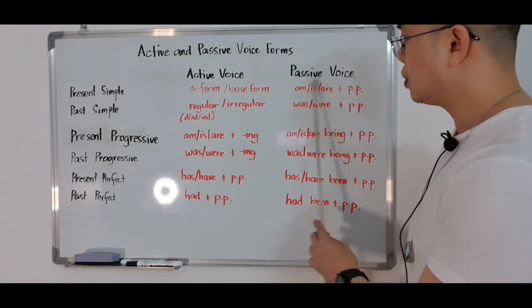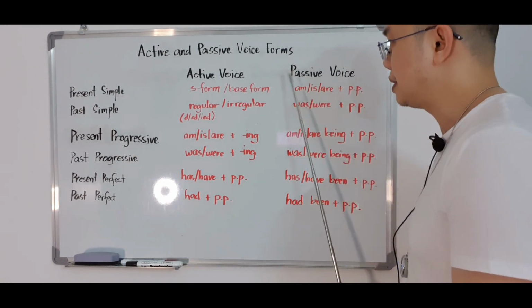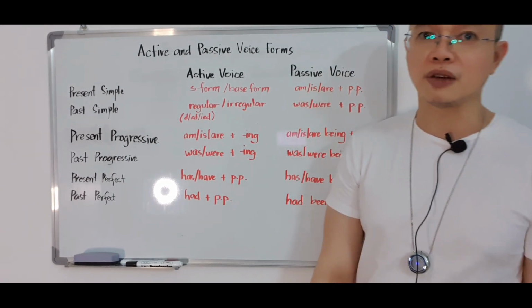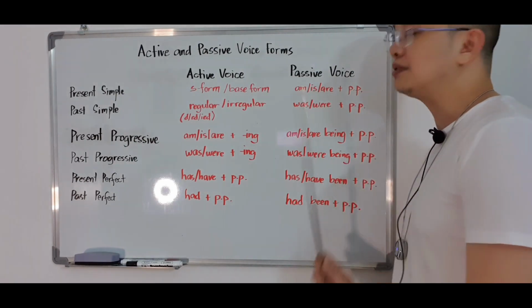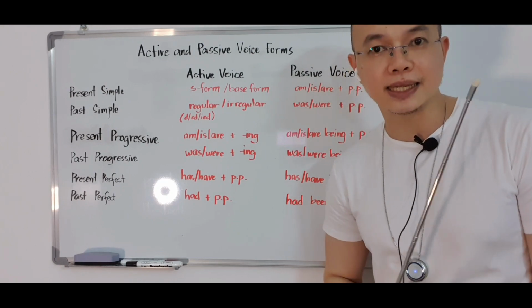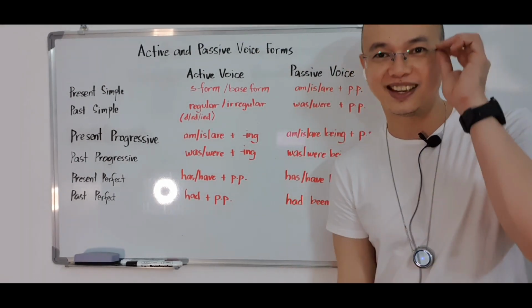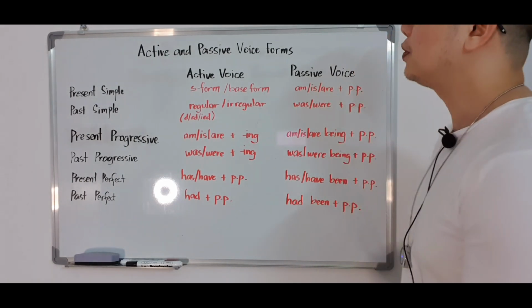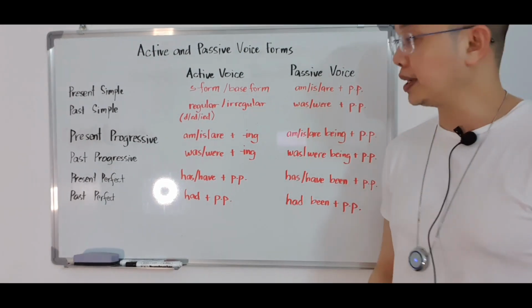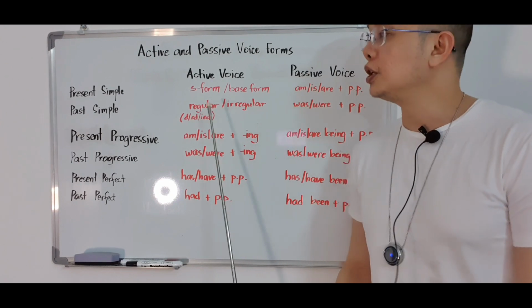Okay, now am, is, are, of course, because you are talking about present simple, so that's why you have to use am, is, are here, plus the past participle form of the main verb. Now you are going to use am only for the subject I, is for the singular subject, and then are for the plural subject. Okay, now for the past simple, you will either have regular or irregular verb form.